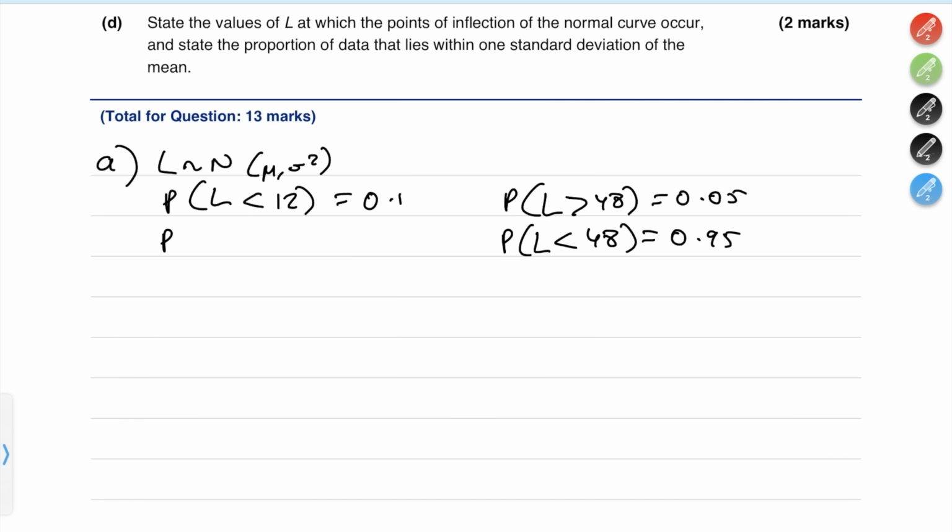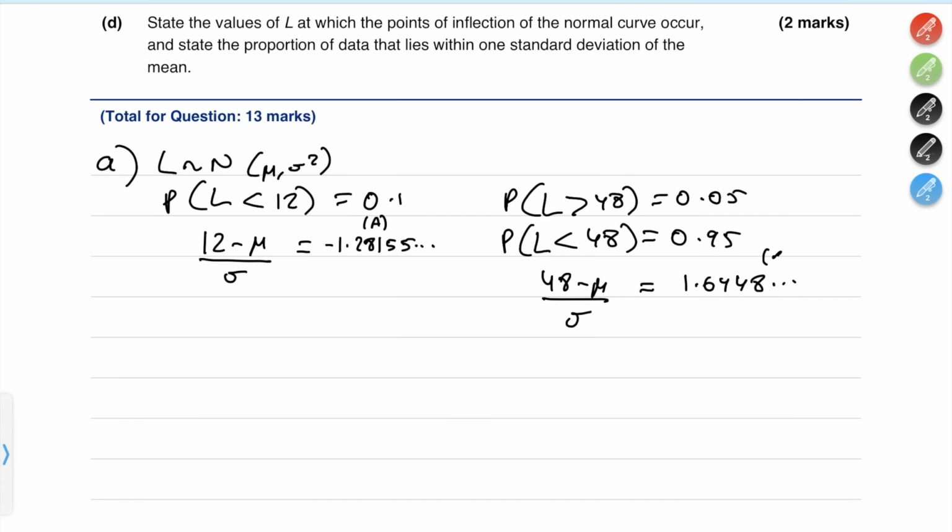So I can say, well, L minus mu over the standard deviation, with 12 in place of L, is equal to, well, we have to now do some inverse normal. So if we go into our inverse normal, set it equal to 0.1, that gives us an answer of minus 1.2815. And if you've watched my previous videos, I like to store my values because it's much easier. So I'm going to store this to A. We do the same on the right-hand side, inverse of 0.95, and we get 48 minus mu over the standard deviation is equal to 1.6448. I'm going to store that to B.